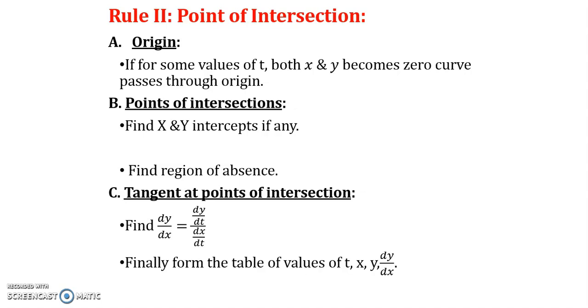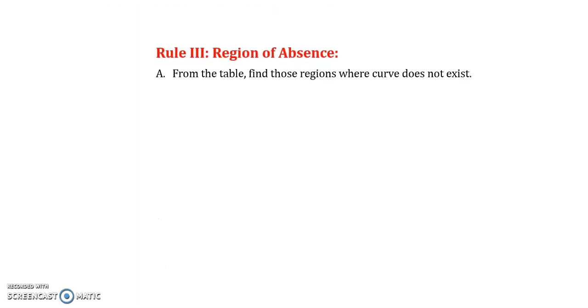Then we prepare a table for different values of t. If your curve does not exist for variables x and y, then that will be the region of absence. For calculating the tangent at the point of intersection, since the tangent is calculated by using dy by dx at the point of contact, we take the derivative of y with respect to t in the numerator and the derivative of x in the denominator. Then to find the region of absence, we prepare the table and identify the region of absence.